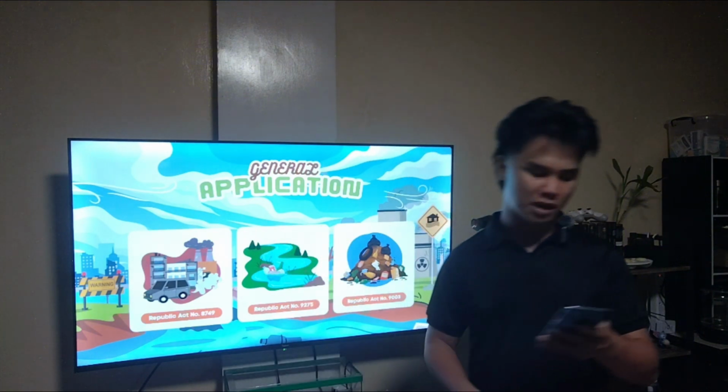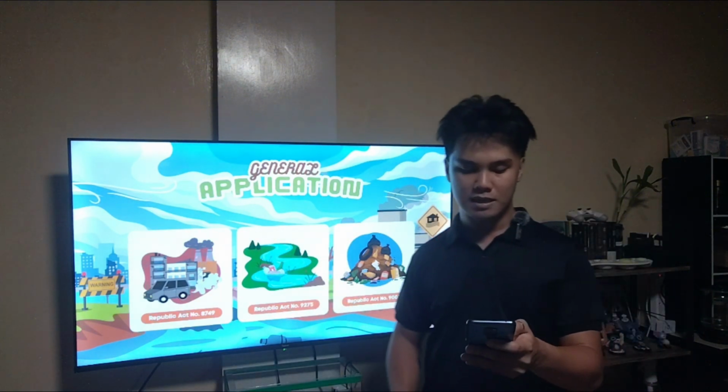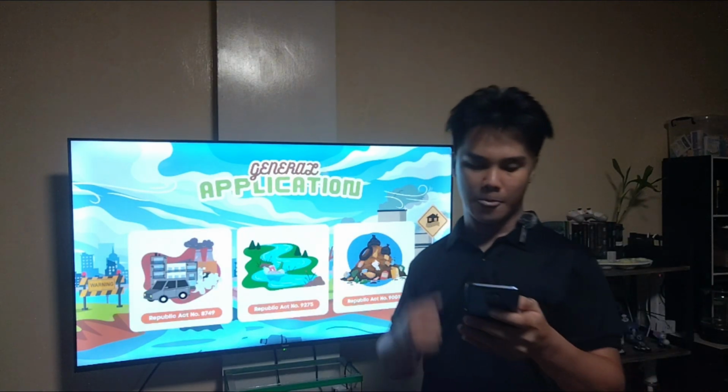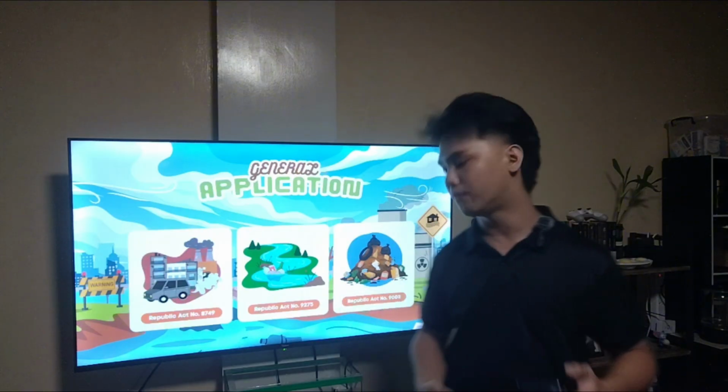So, dito sa mga batas na to ng command and control, sila ay ina-apply dito sa Philippines para ma-set yung standard at ma-enforce yung compliance across different sectors.